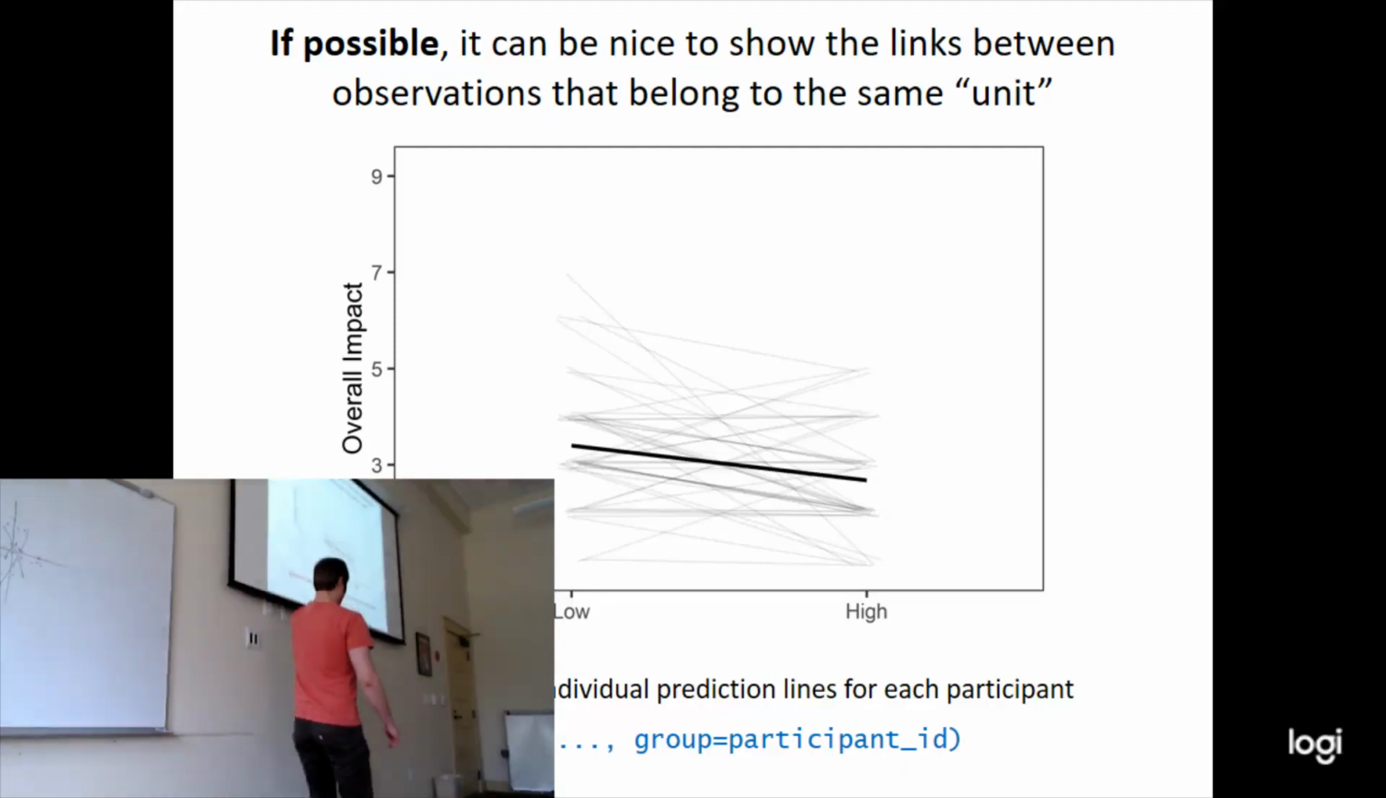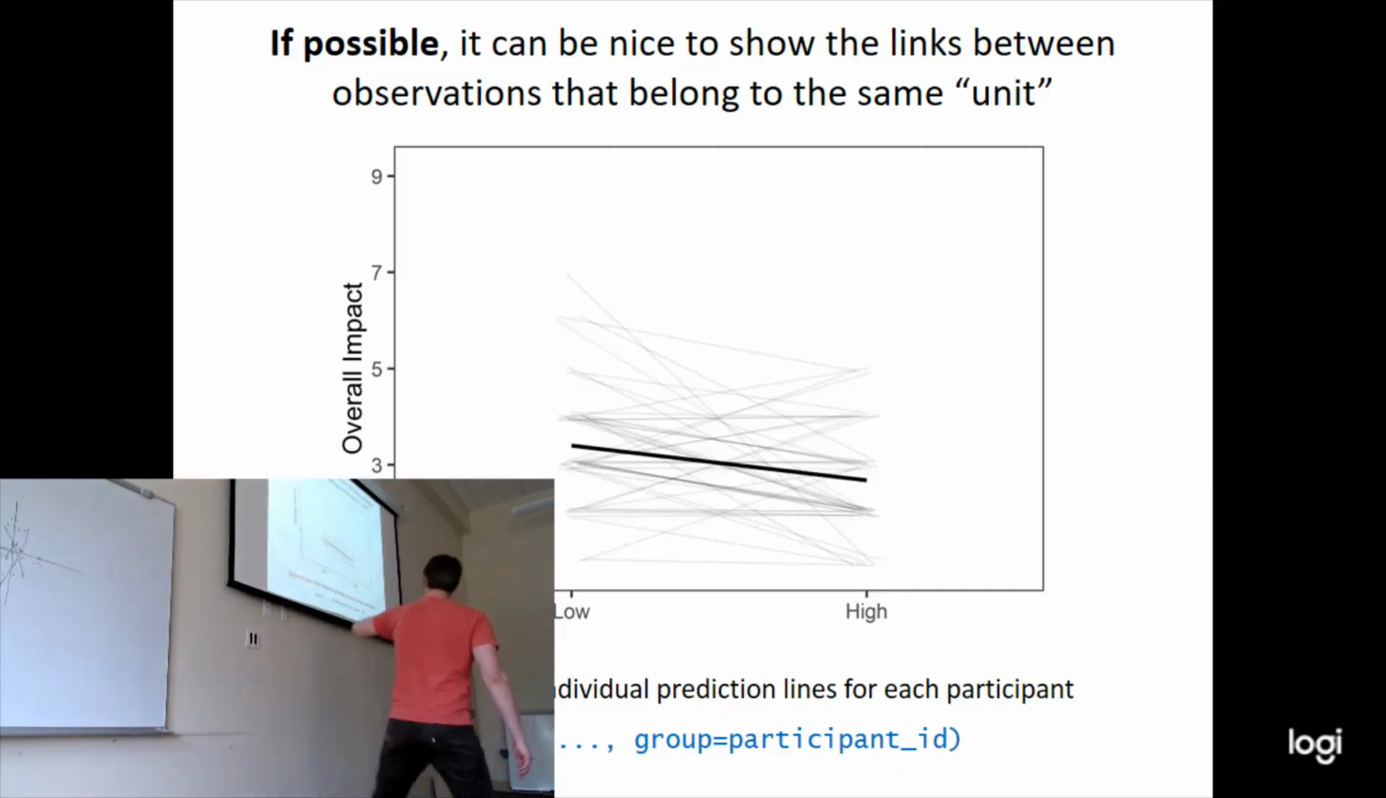One little bit of extra R code to know is group equals participant ID. That tells R, okay, when you're plotting these lines, treat each group as its own unit. So I just want you to draw a line between the points that belong to each person.